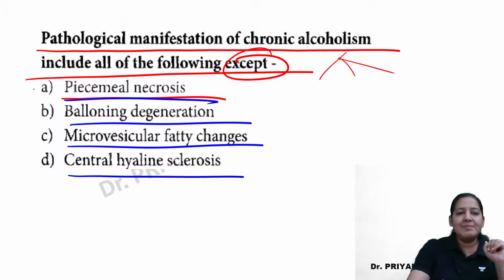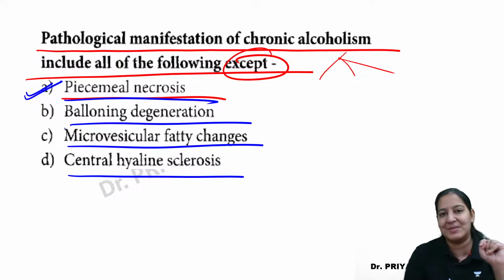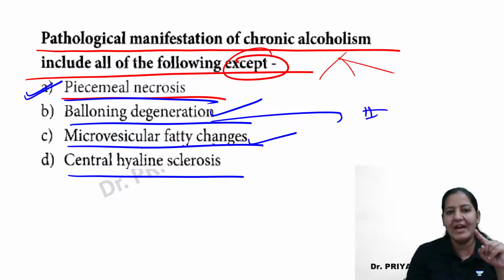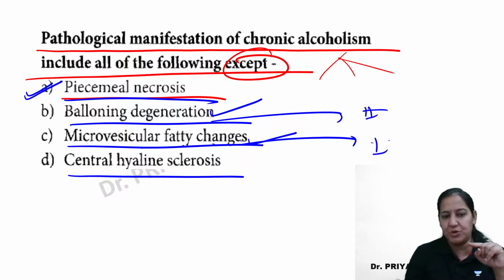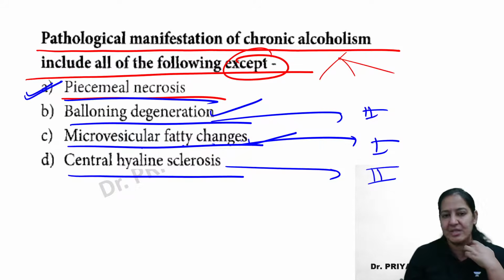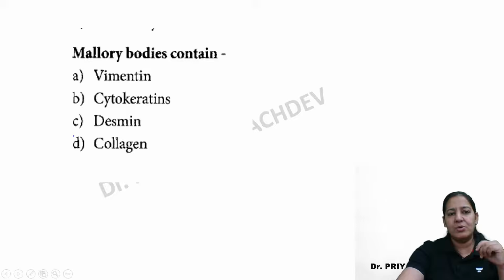So piecemeal necrosis is the answer. Piecemeal necrosis takes place in hepatitis, not in cirrhosis, not in alcoholic liver disease. Piecemeal necrosis I have discussed in the morning. Balloon degeneration takes place in stage 2, right? Microvesicular fatty change takes place in stage 1. Central hyaline sclerosis and Mallory-Denk bodies take place in stage 2. But piecemeal necrosis is not a choice here. Yes, you are right. Gajanan, Siddhika, absolutely right.